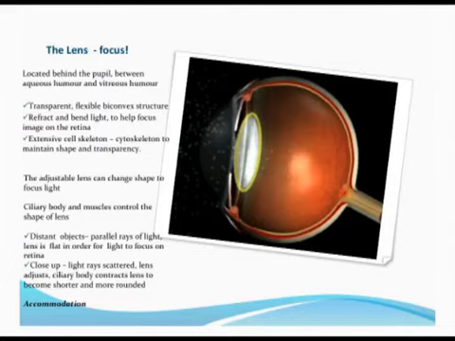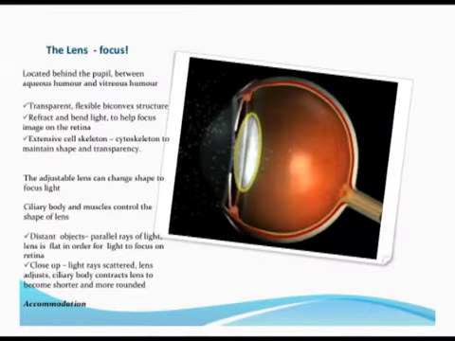And the ciliary body controls the shape of the lens, and the ciliary body is essentially muscle fibres that hold the lens in place and control the shape of the lens. So when we're looking at distant objects, the rays of light are parallel, so the lens remains quite flat and thin in order to focus the light on the retina. But when we look at objects close up, the light rays are more scattered, so the lens needs to contract and become shorter, fatter, more rounded in order to focus the image on the retina. And this process is called accommodation.